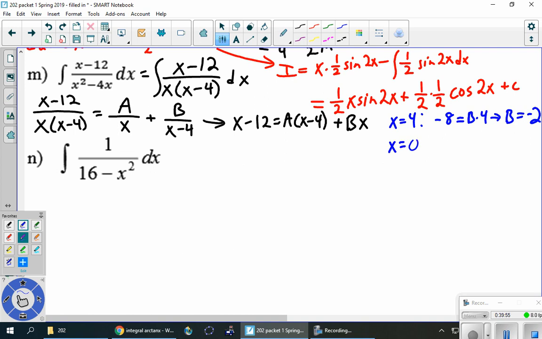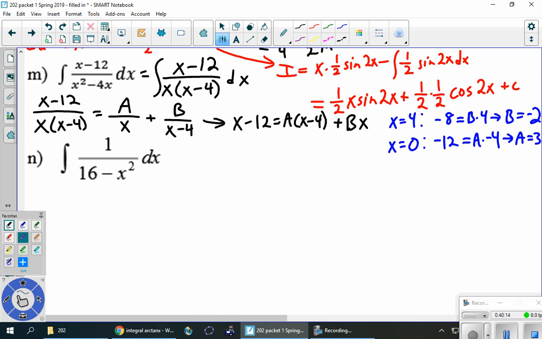And if we let x equal 0, that will cancel out the b part. So the left-hand side becomes negative 12. Right-hand side, a times (0 minus 4). That's a times negative 4. And then plus b times 0. So I won't write that. And that tells me that a is 3.